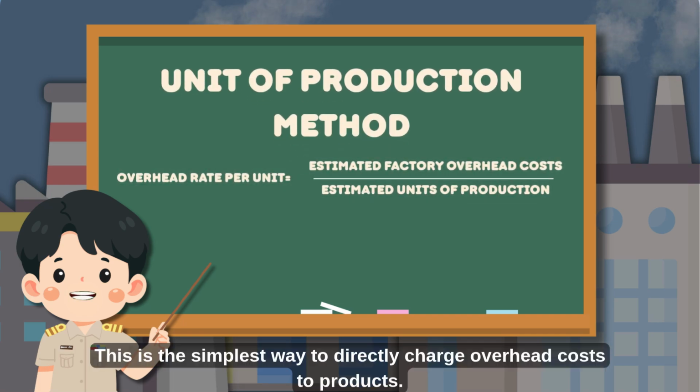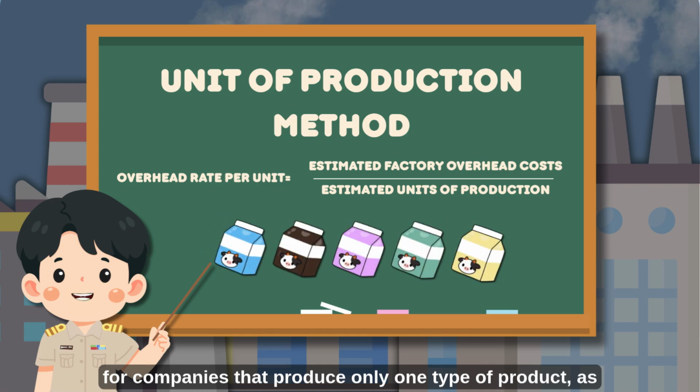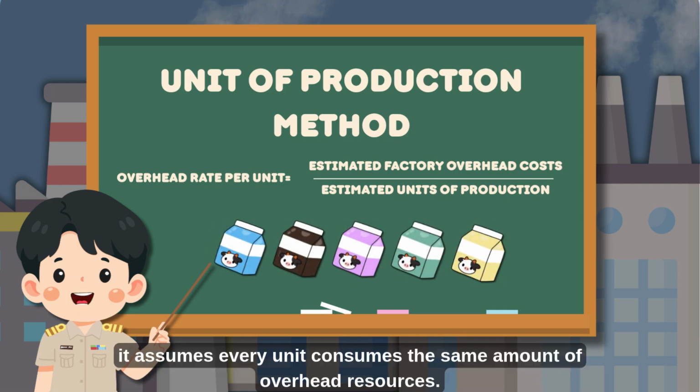This is the simplest way to directly charge overhead costs to products. This method is most suitable for companies that produce only one type of product, as it assumes every unit consumes the same amount of overhead resources.